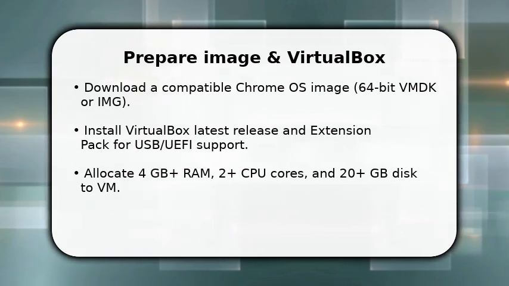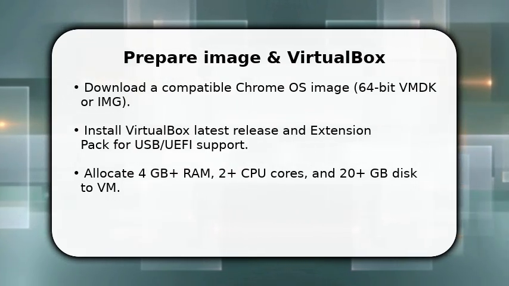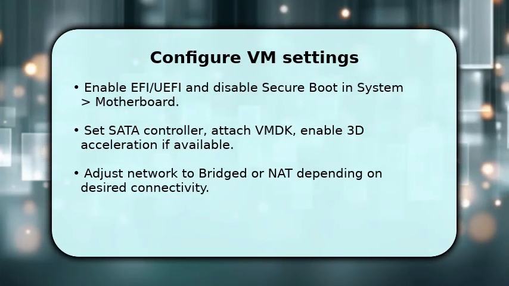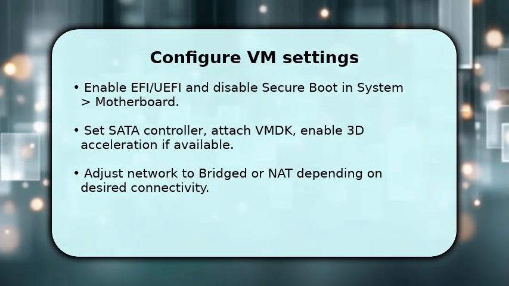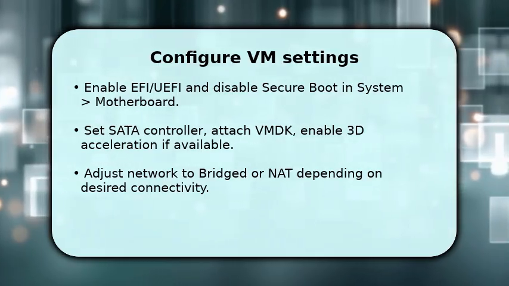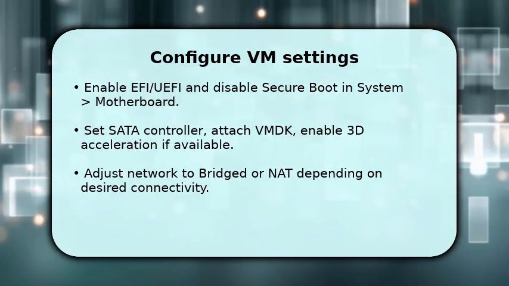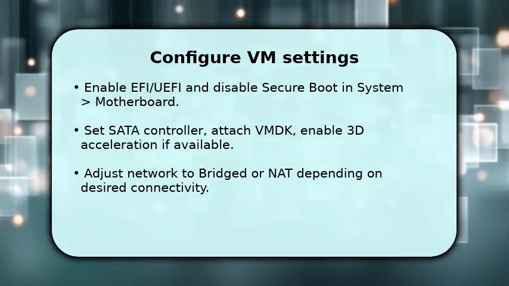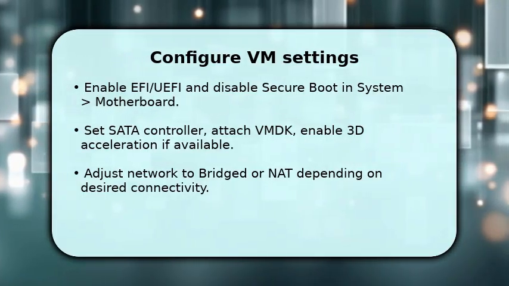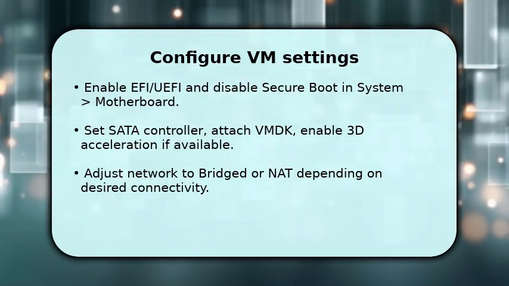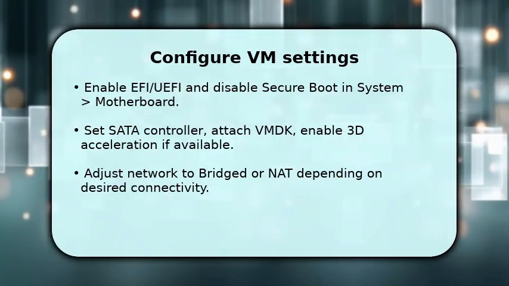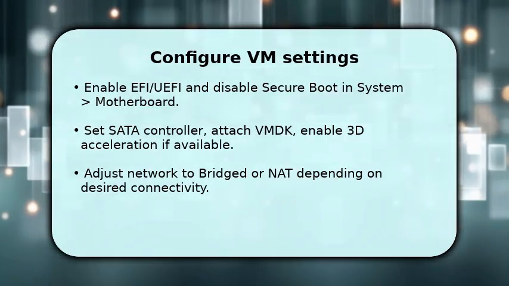You'll now tune the VM for Chrome OS compatibility. In System, enable EFI, UEFI, and leave Secure Boot off. Chrome OS images expect EFI. Under Storage, add the VMDK to a SATA controller rather than IDE. In Display, enable 3D acceleration and set video memory to the maximum to prevent rendering issues. For networking, choose Bridge to mimic a physical machine or NAT for simple internet access. Once done, verify storage and chipset settings before booting the image.